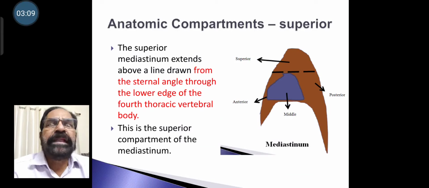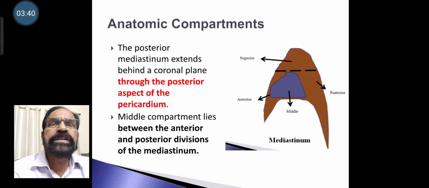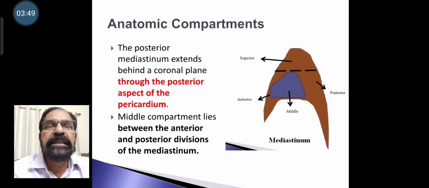So, anatomic compartment: superior. The superior mediastinum extends above a line drawn from the sternal angle through the lower edge of the fourth thoracic vertebral body. This is the superior compartment of the mediastinum. Anterior. The anterior mediastinum lies below the superior compartment between the sternum and the pericardium. The posterior mediastinum extends behind the coronal plane through the posterior aspect of the pericardium. The middle compartment lies between the anterior and posterior divisions of the mediastinum.